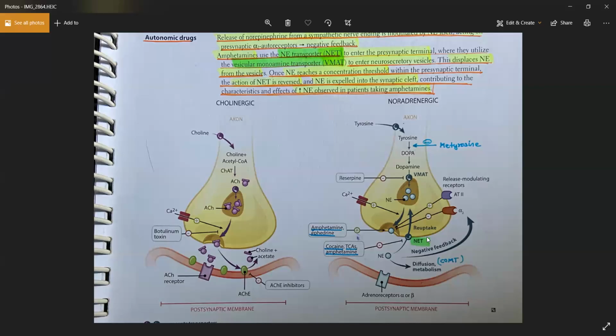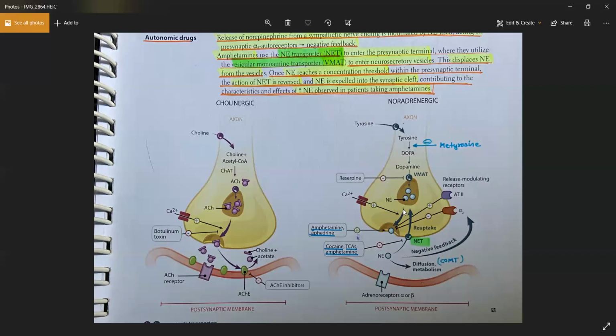norepinephrine transporters. One more important thing for the amphetamines is that they enter inside the neurons using the NET receptors. After entering the neuron, they will use the VMAT receptors to enter the vesicles. So now amphetamines enter these vesicles.